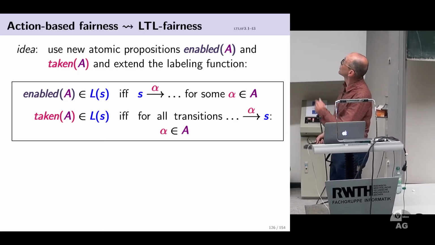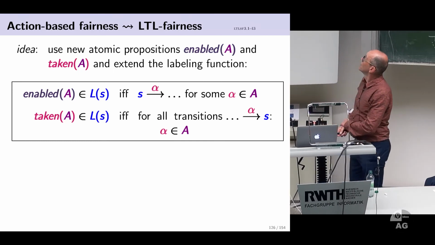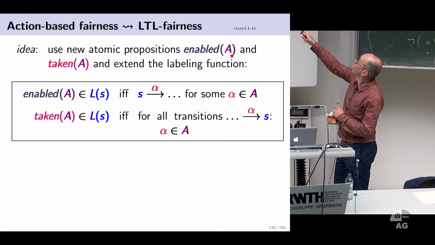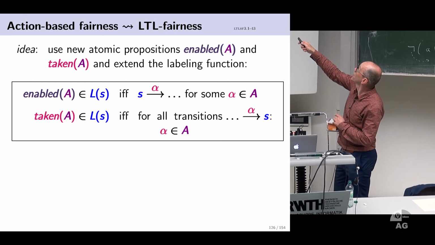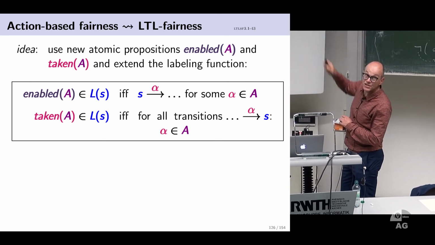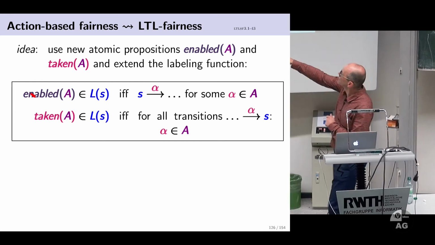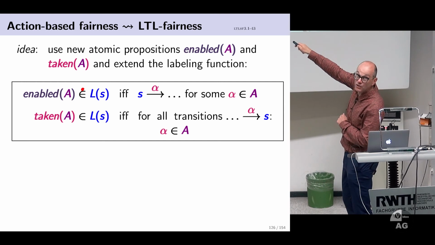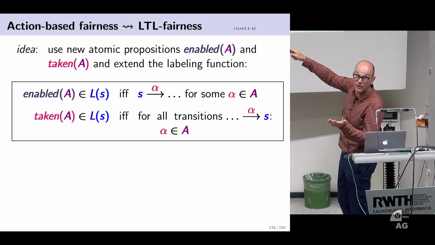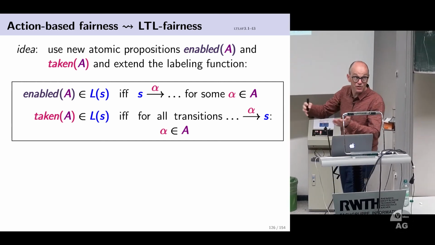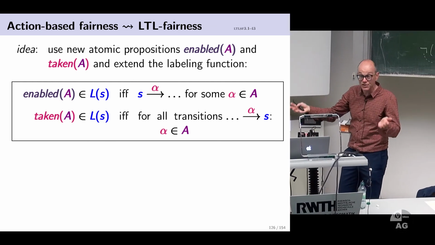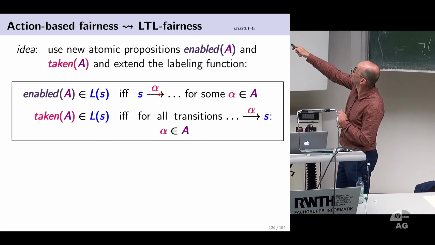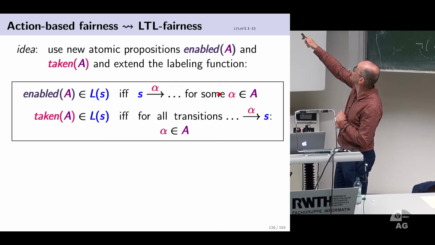We're going to introduce some new atomic propositions. So A, capital A, is a set of actions. The atomic proposition enabled(A) is true in state S, intuitively speaking, if and only if S has the possibility to execute at least one of the actions in A, so if there is an outgoing edge labeled with alpha for some alpha in A.